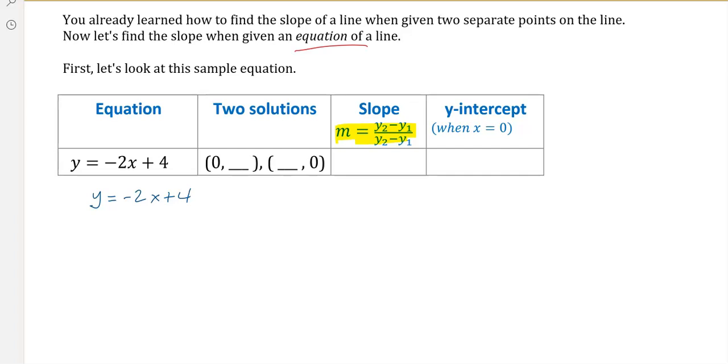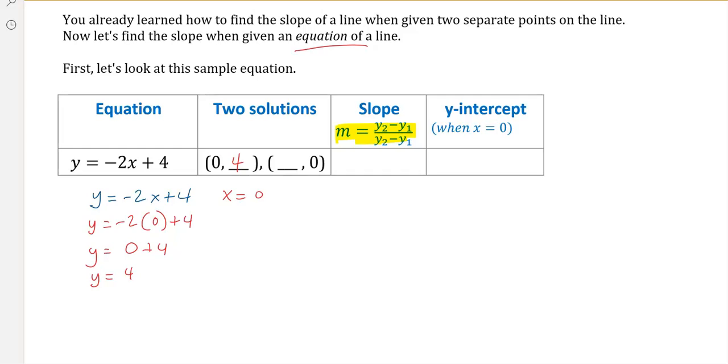When x is 0, so x equals 0. So we substitute 0 for x. So this becomes y equals negative 2 times 0 plus 4. Now, negative 2 times 0, you know that's just 0, plus 4. So y equals 0 plus 4. Well, anything plus 0 is just that same thing, right? So y equals 4. So when x is 0, y is 4. There you go.